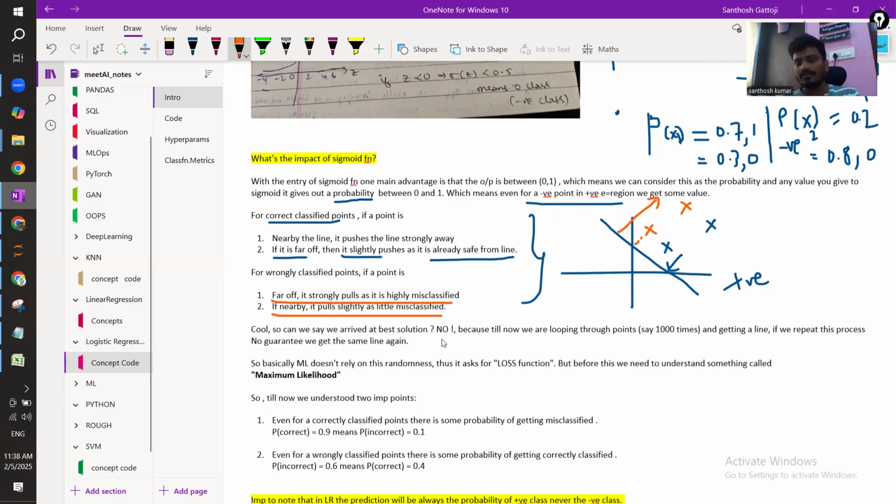I will give you the values, like m and b or w1, w2, such that if you use those values, then you will get a line. That line will give you the minimum loss. And that is the best fit line. That is the best fit line in linear regression.